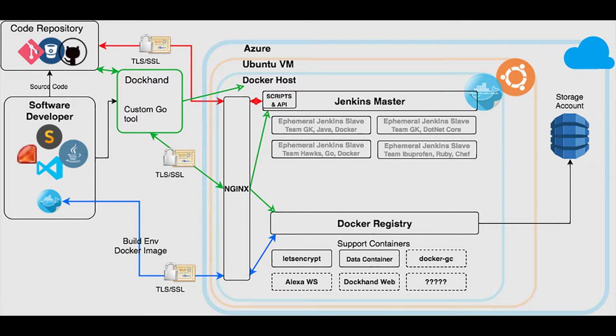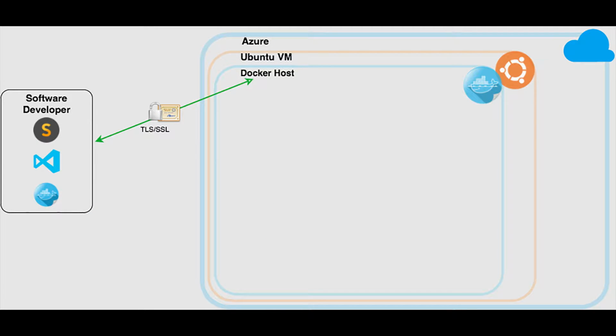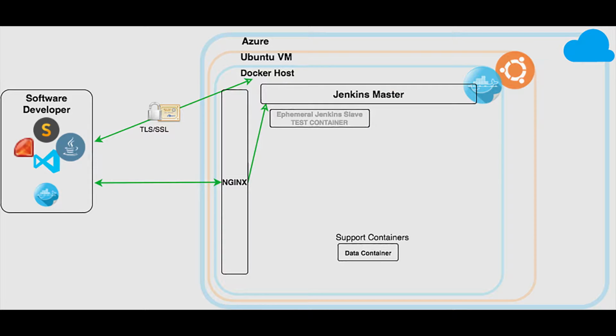Welcome back to my series where we are creating an automated build system with Docker and Jenkins in Azure. In part 1, we set up a Linux VM in Azure, installed Docker on that VM, and set up secure communication to the Docker host. In part 2, we used a custom Jenkins Docker image to stand up our Jenkins master and created a simple sample build job that spins up an ephemeral Docker container slave node.